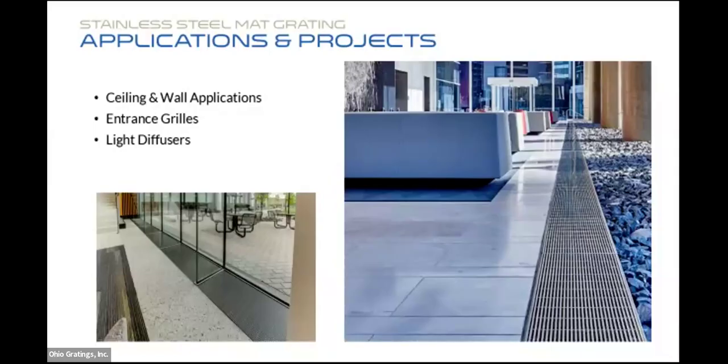So, some applications of stainless steel mat grating. These are just additional applications as well. You can use them in vertical applications, in ceiling and wall applications. Obviously, you can use them in entrance grills, and you can use them as light diffusers as well.